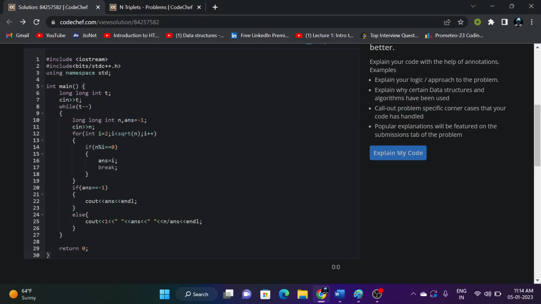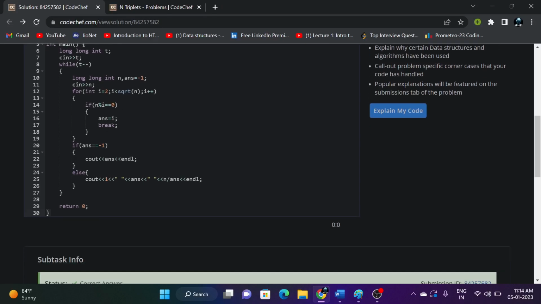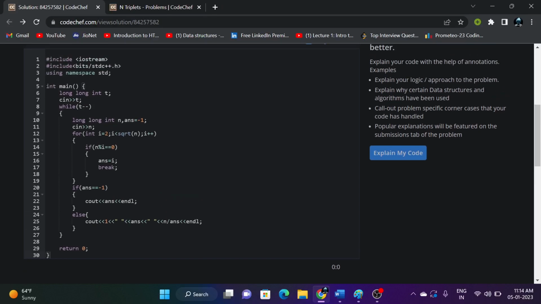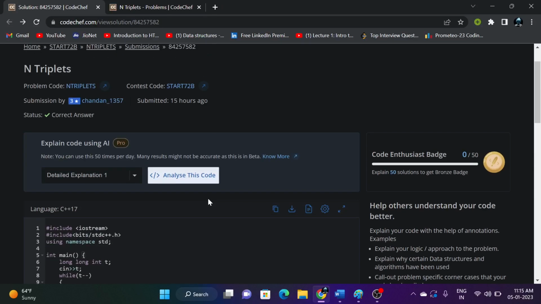If we find any integer which is between 2 and the square root of the given integer, then we print 1, the integer, and the other integer, which is the quotient when n is divided by that integer, that is n divided by answer. If we can't find any such integer, then we print -1. This loop helps us determine whether it is a square of a prime number or a prime number itself. If it is not, then we print this answer. If it is, then we print -1. I hope you are able to understand my solution, and thank you.